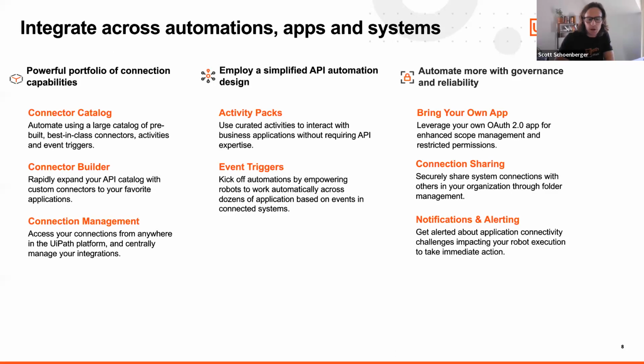So really important, right? Because if you have a connection that fails and it's associated to a production robot, you want to make sure to take care of that immediately. So we'll be adding additional notifications and alerting in future releases.